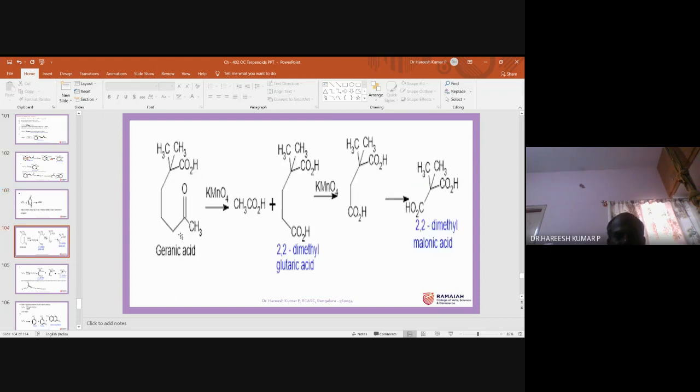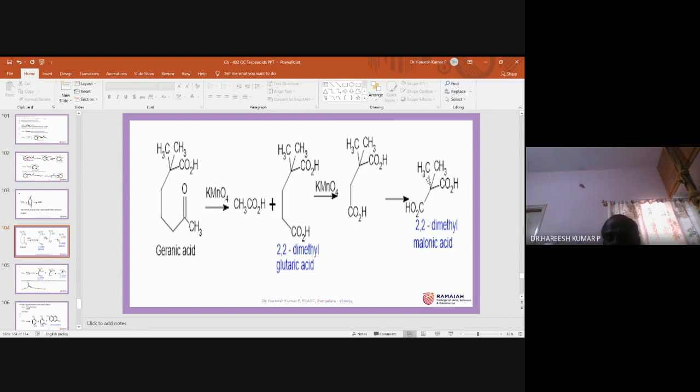I think you know that geranic acid is obtained by the ozonolysis of beta carotene. Geranic acid is obtained by the ozonolysis of beta ionone also. So this geranic acid was taken and subjected to further KMnO4 oxidation. What it indicates is breakage here, forming an acetic acid. This carbon gets converted into carboxylic acid. That is how glutaric acid is obtained. This glutaric acid, when further treated with KMnO4, gives dimethyl succinic acid. This on further oxidation gives dimethyl malonic acid.